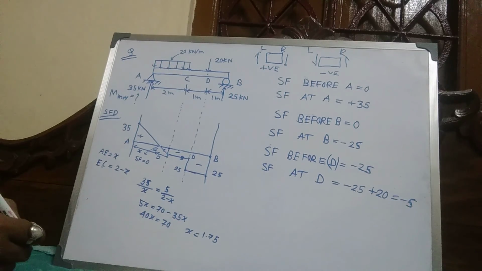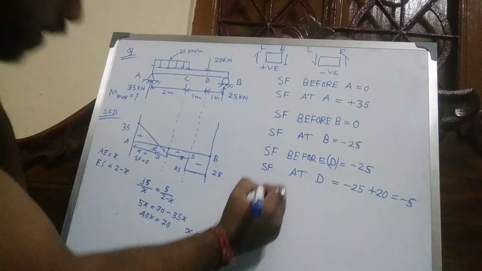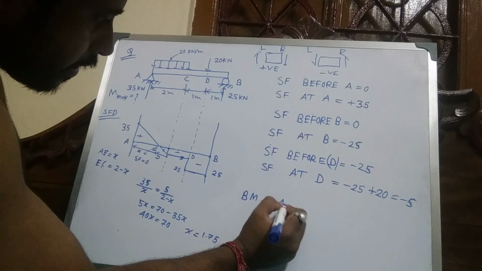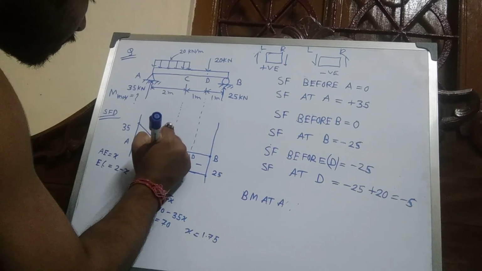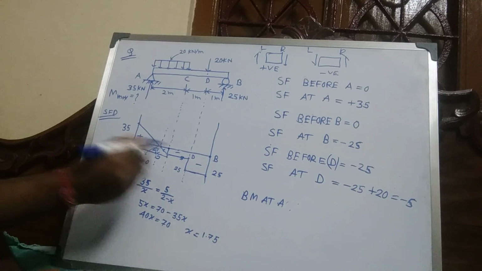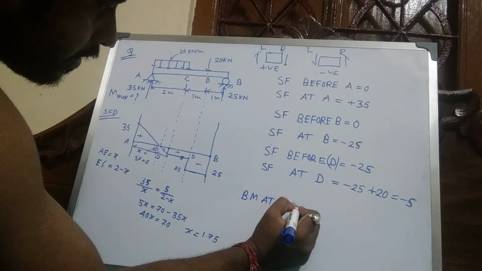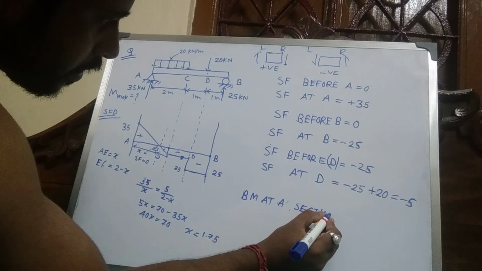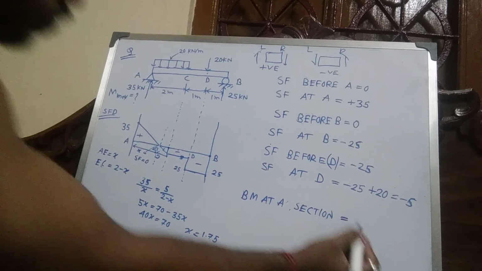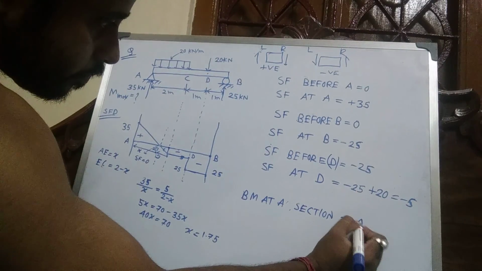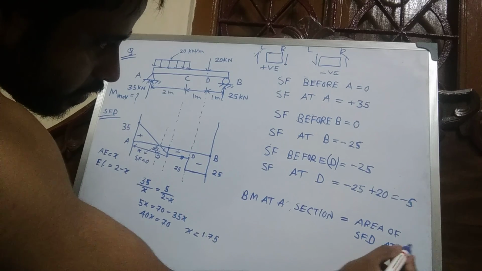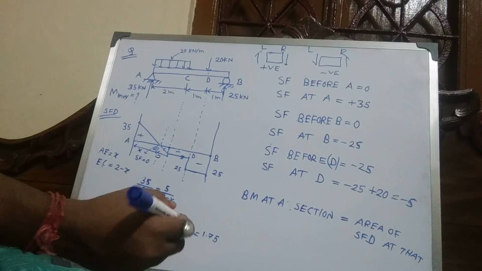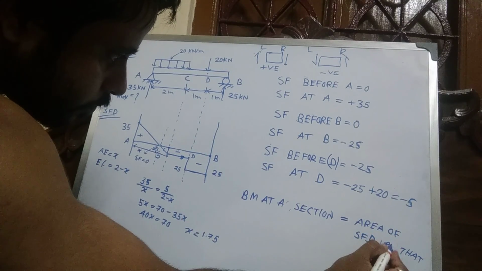Here bending moment is maximum. We know another point: bending moment at any section, suppose this is a section at distance X from A, is equal to the area of the shear force diagram up to that section.